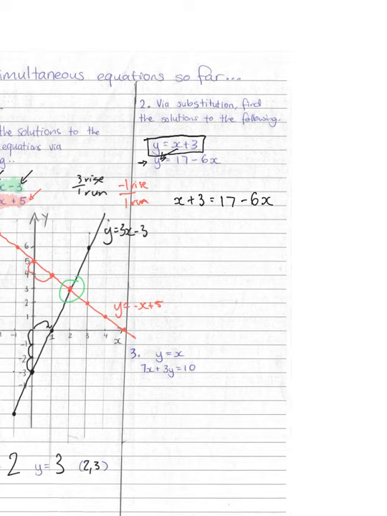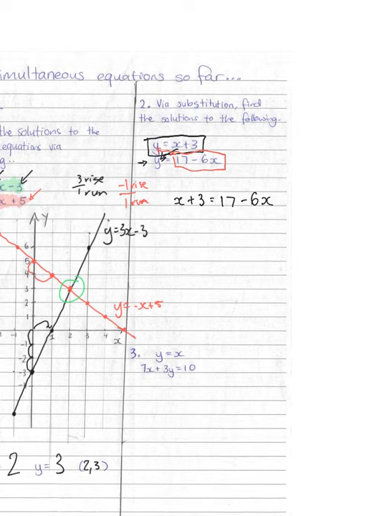Okay, now you can sub the other way, guys. You could have done this: 17 minus 6x. You could have subbed that into this one. That's fine. I've just done it the first way because we're dealing with smaller numbers. So you can choose which one you want to do.